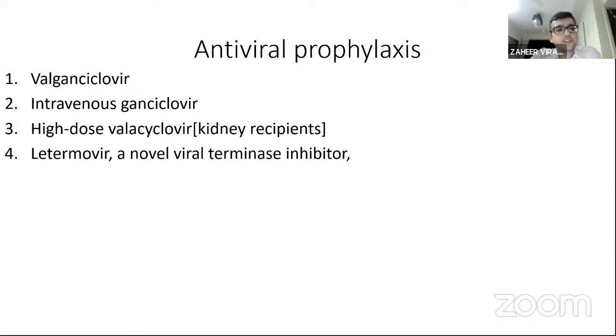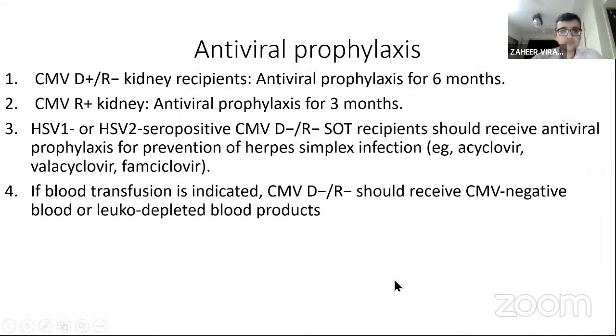So the antiviral prophylaxis is valganciclovir, or intravenous ganciclovir, which will be difficult to give for prophylaxis. High dose valacyclovir has been used only in kidney recipients, and letermovir is a novel viral terminase inhibitor which was used in allogenic hematopoietic stem cell transplantation, not being used in kidney transplants.